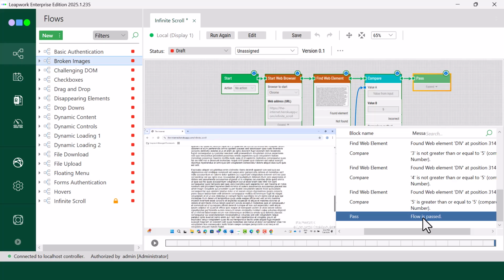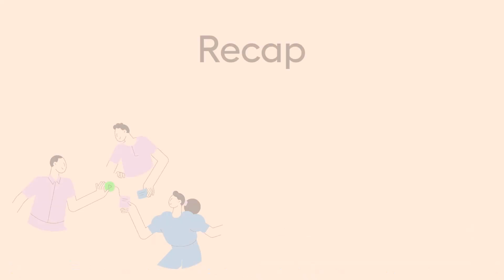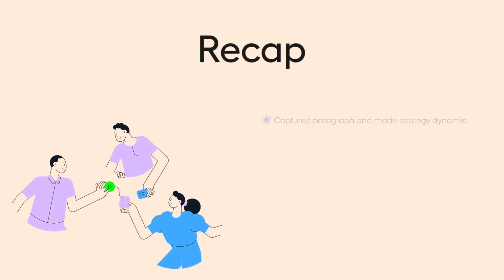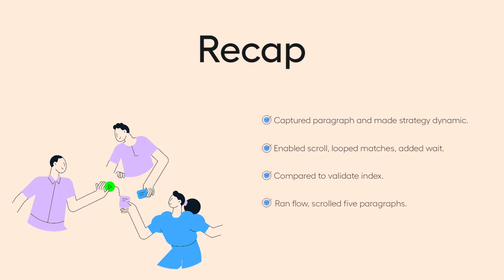With just a few visual blocks, no coding, no complex scripting, you're able to simulate real scroll behavior, wait for content to load, and verify conditions visually and reliably. Now, let's quickly recap the flow. We launched the scroll page, captured a paragraph, edited the strategy to make it dynamic, enabled Scroll into View, set it to iterate through all matches, added a short wait for content load, and finally used a compare block to validate the index. We ran the flow, and it passed as soon as the first 5 paragraphs were successfully scrolled into view, just as our condition required.